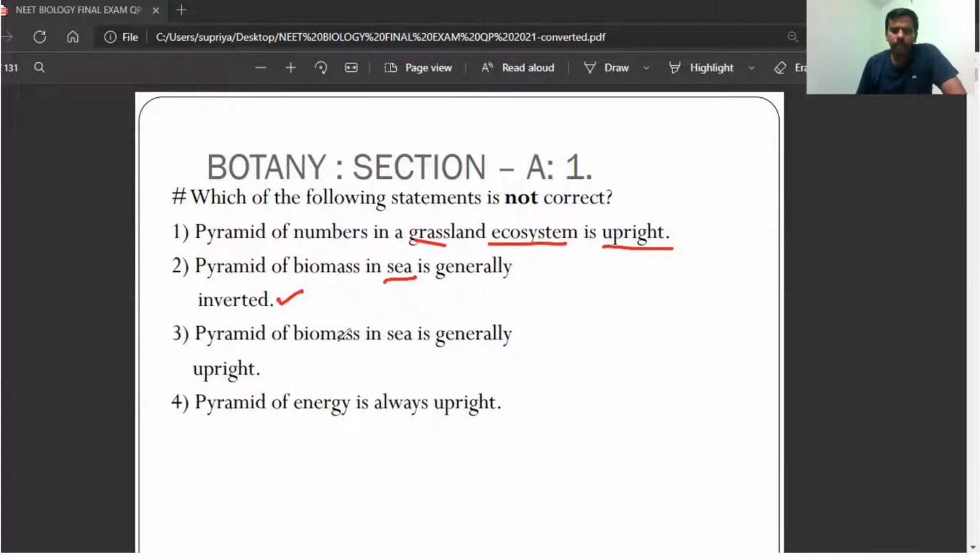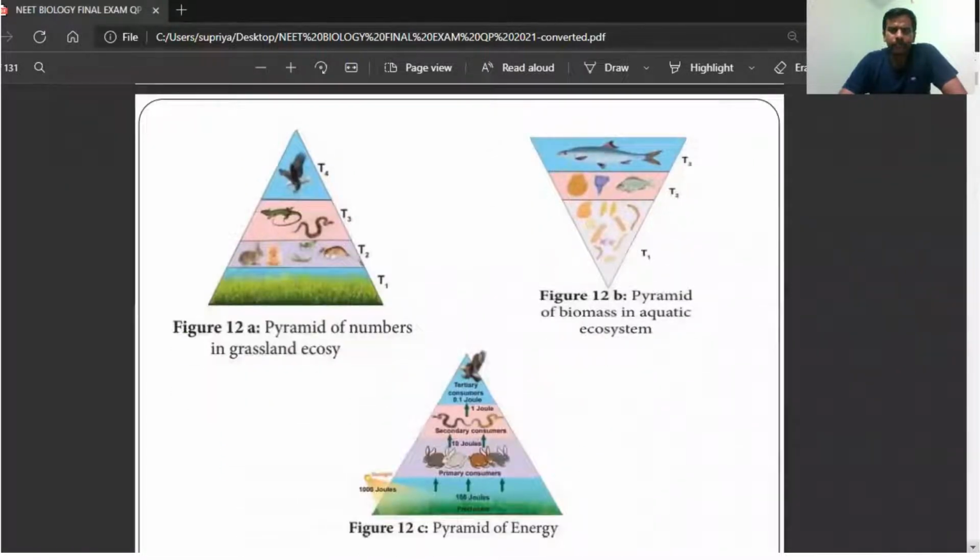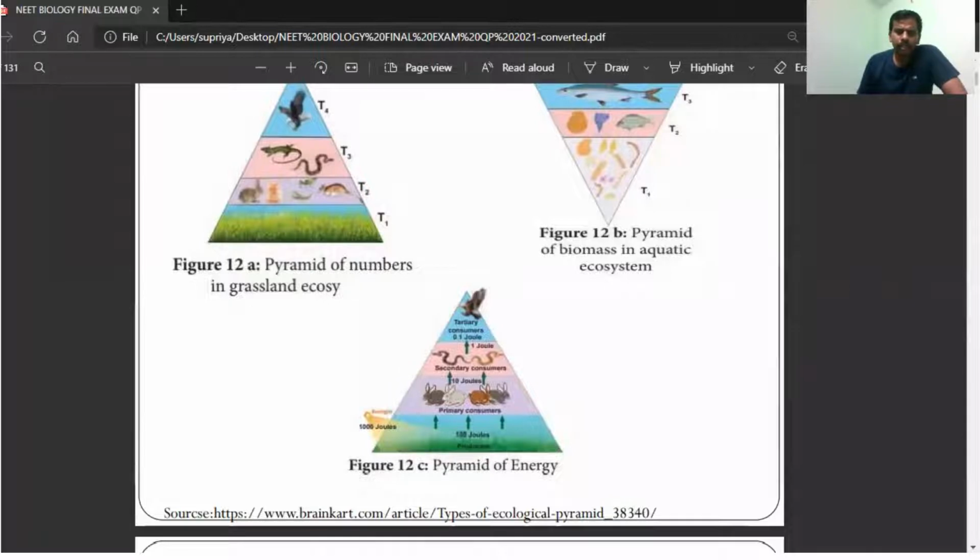And third option, the pyramid of biomass in sea is generally upright. The pyramid of energy is always upright. This is the fourth option. Among these 4 options, you need to identify which option is not correct. It means the incorrect option. See, students, before going into that, we'll see the different types of ecological pyramids.